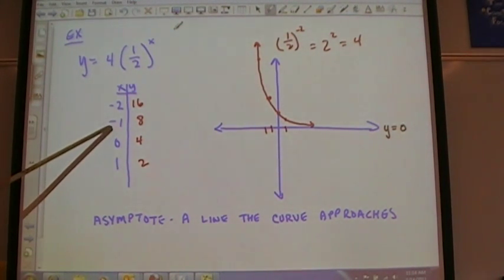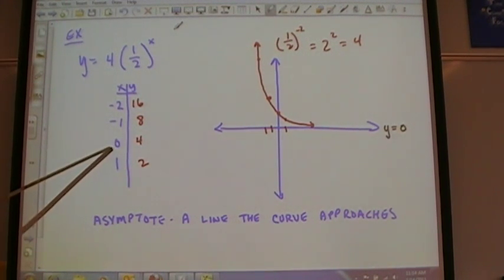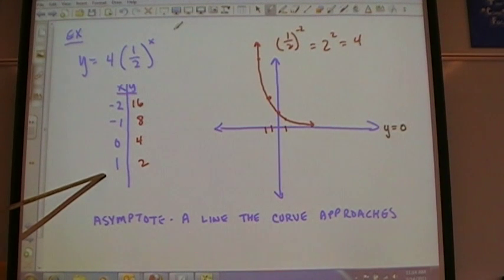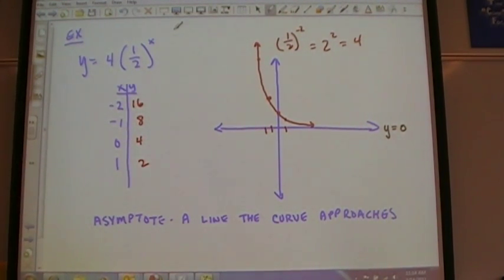What's 1/2 to the -1? 2 times 4 is 8. 1/2 to the 0? 1 times 4 is 4, and 1/2 to the 1 is 1/2 times 4 is 2. Does that make sense?